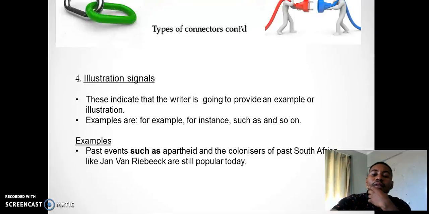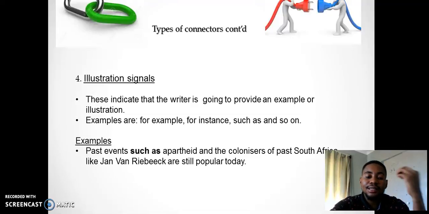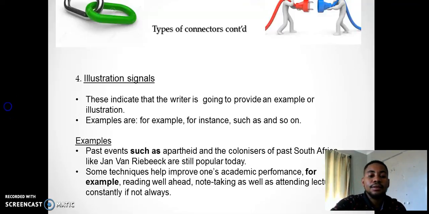Past events such as apartheid and the colonization of South Africa, like Jan van Riebeeck, are still popular today. Such as here is giving illustration on past events. What past events are we talking about? Apartheid. Hence, such as serves to illustrate more on past events. The writer is giving either information on past events or is giving examples, rather, of past events.